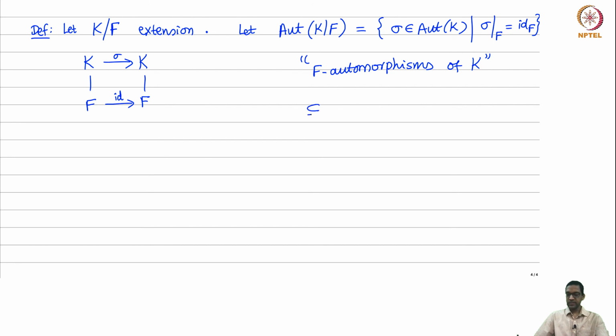And observe that this is a subgroup of Aut(K). Aut(K) is all field automorphisms, even ones which don't fix F pointwise. But when we think about extension fields having K and F, then the natural notion really is that of Aut(K/F), okay, automorphisms which fix the base field.